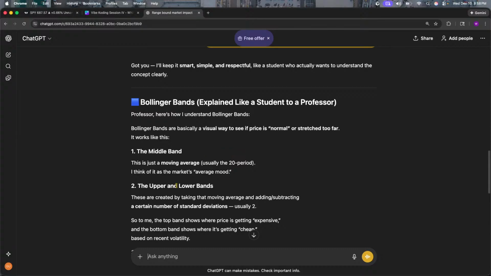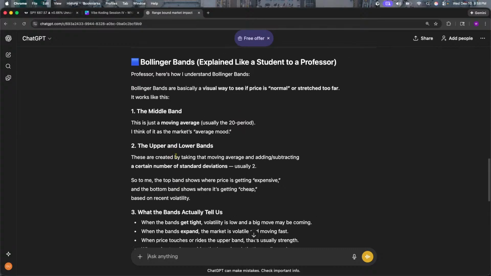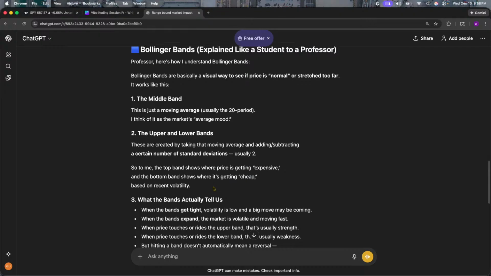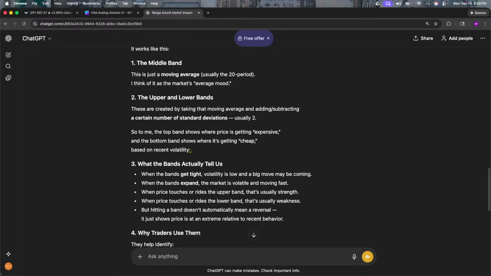All right, beautiful. Now, the upper and lower lines are created by taking the moving average and then adding and subtracting a certain number of standard deviations, usually two. To me, the top band shows where the price is getting expensive, and the bottom band shows where it's getting cheap, right? So the bands are basically telling us that when the bands get tight, volatility is low and big moves are coming, right?